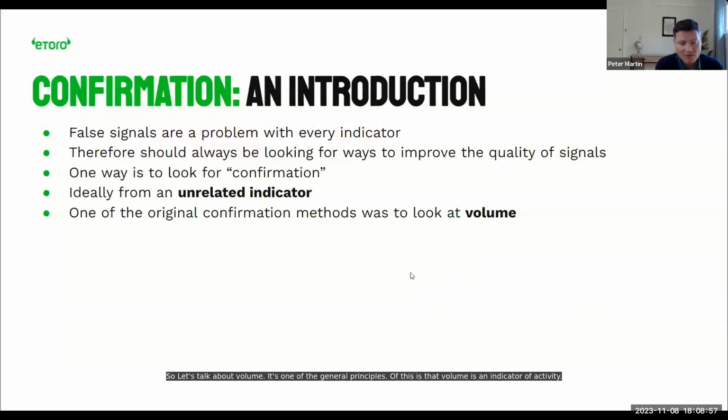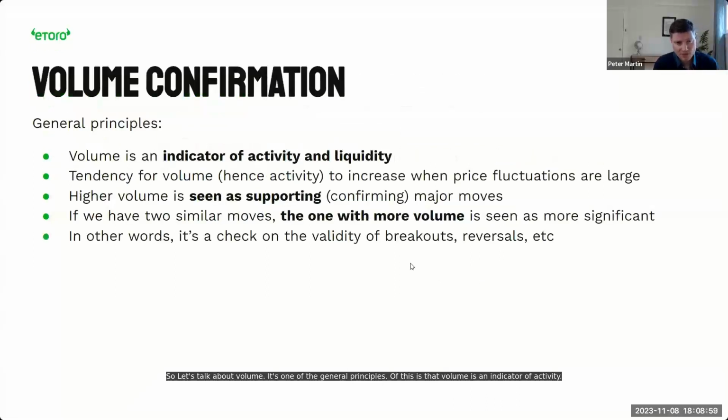So let's talk about volume. One of the general principles of this is that volume is an indicator of activity and liquidity. And the idea being that there's been observed a tendency for volume, and hence activity, to increase when price fluctuations are large. So one of the things that we've been very interested in looking at are breakouts, when we see maybe the price moving in a sideways range and then price breaks out.